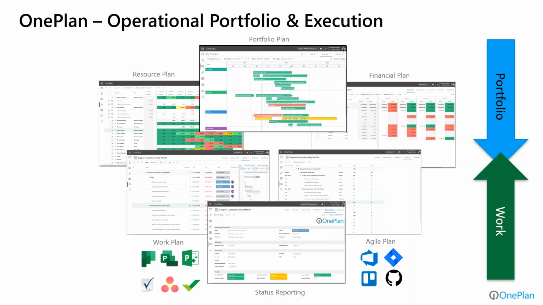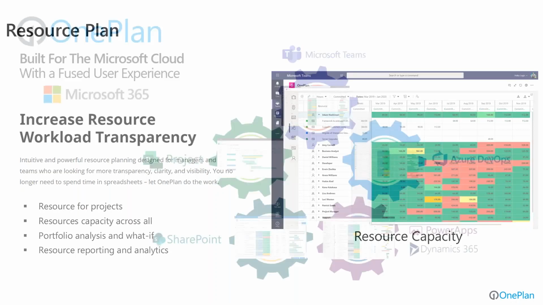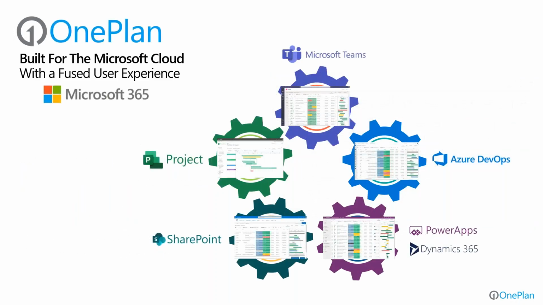But notice from the bottom up, from the work, it's rolling in potentially a variety of different work management tools that feed into these portfolios and feed into the resource aspects of what we want to do. So today in our demonstration of OnePlan that Paul's going to get into, we're going to focus on resource planning and showing how we can do resources for individual projects, resource capacity across all things in the portfolio, possibly doing some portfolio analysis and what-ifs, and then resource reporting and analytics that we get as a natural output of the process. Without stealing his thunder, I didn't want to go too much into that aspect of it.